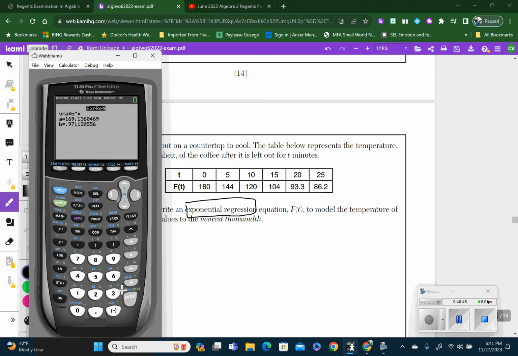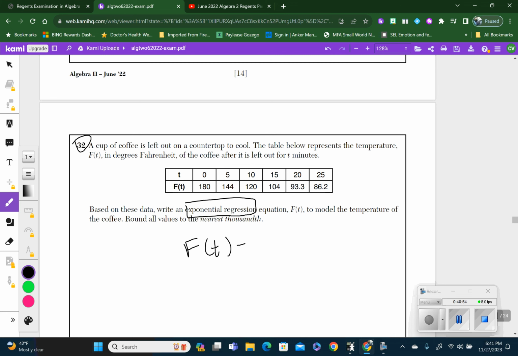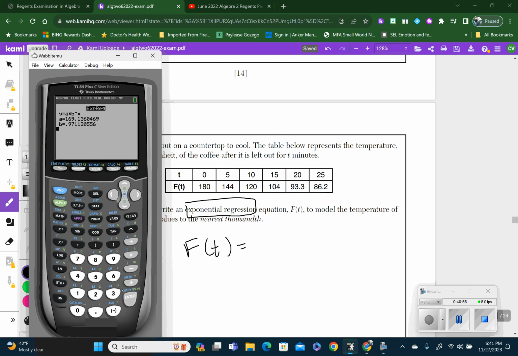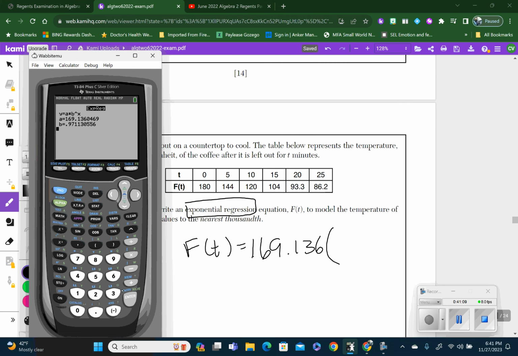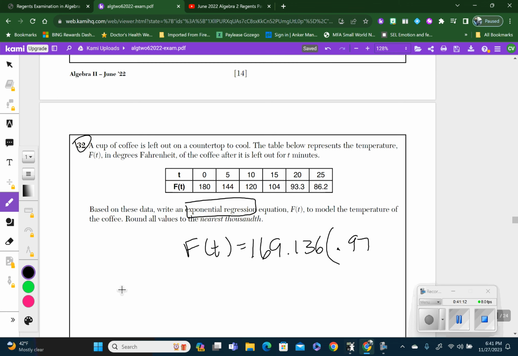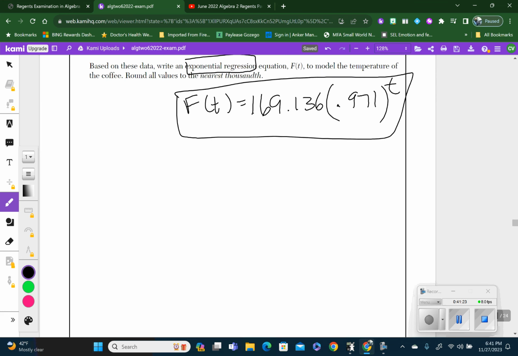So let's see. If I take a look at this right here, it's going to be f of t, because that's my y. So f of t is equal to, rounding my answer to the nearest thousandths, 169.136. And then it says take my next number, which is our b, 0.971. So 0.971, and raise it to the, in this case, our x is t, so I put it to the t power. And that is my answer. All right, I rounded it correctly.